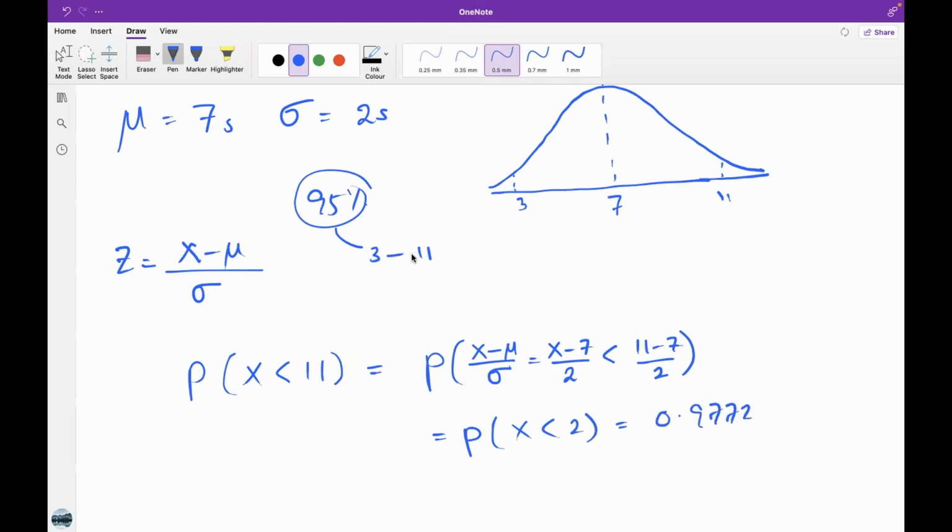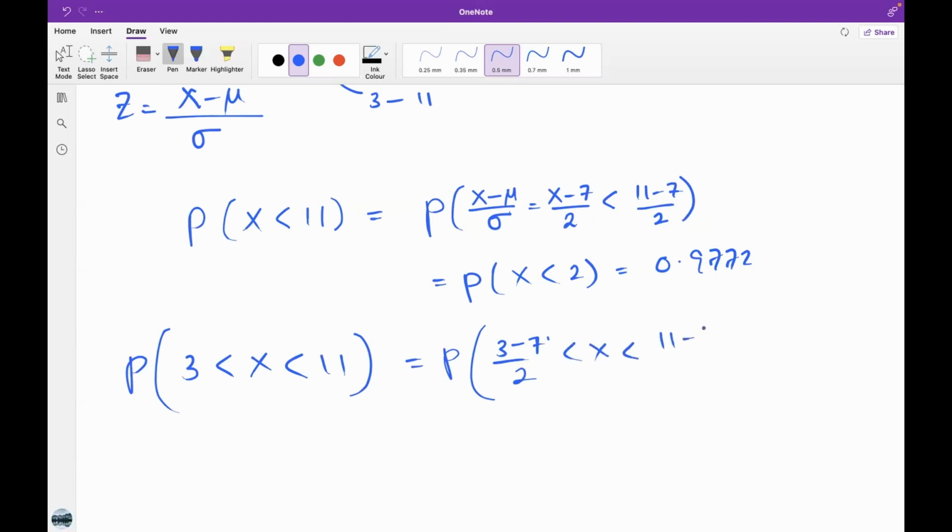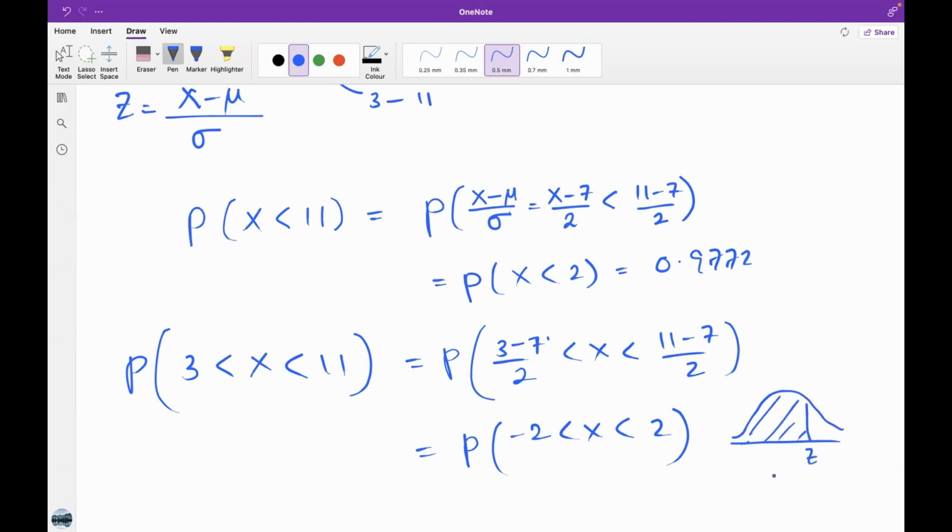But actually it says 3 to 11. So what should the value be? Instead of this one, I should have taken the probability of x between 3 and 11, so 3 minus 7 divided by 2 to 11 minus 7 divided by 2. So actually the values should have been negative 2 to positive 2. So how can we get it? Because the table only shows values to the left side of your Z value. We actually get this one first and then subtract the other value.